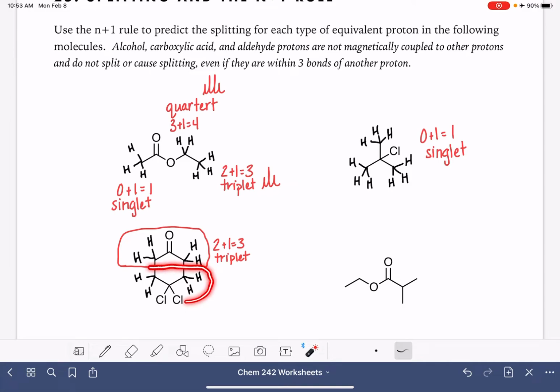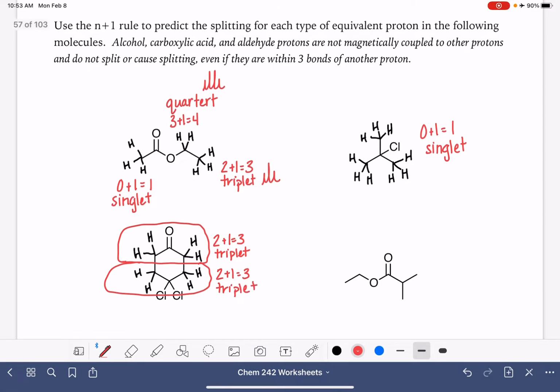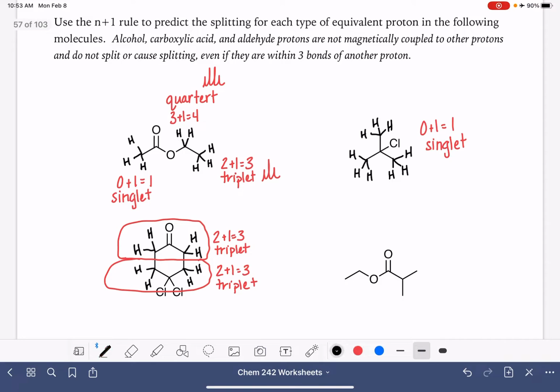So these 4 down here, they are also equivalent to each other. They are 1, 2, 3 bonds away from 2, or 1, 2, 3 bonds away from 2. So same kind of situation. These guys are also 2 plus 1 is 3, a triplet. Let's draw the hydrogens over here on this molecule, and once we get them all drawn, we will start.